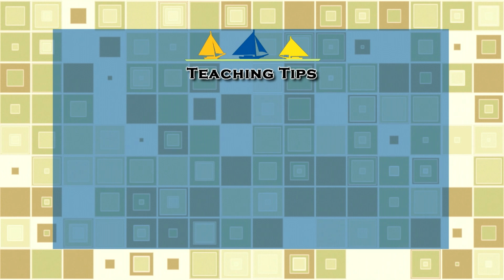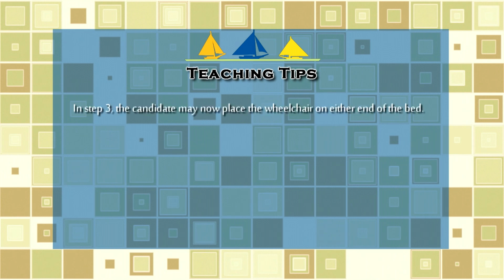Additional teaching tips. In step 3, the candidate is now allowed to place the wheelchair at either the foot or the head of the bed. The important point is that it is placed close enough that the client can be transferred without walking several steps to the wheelchair. In step 8, the candidate must assist the client in both parts of this step.